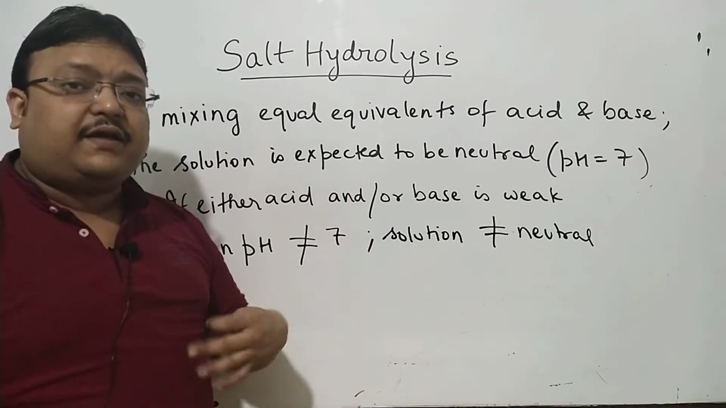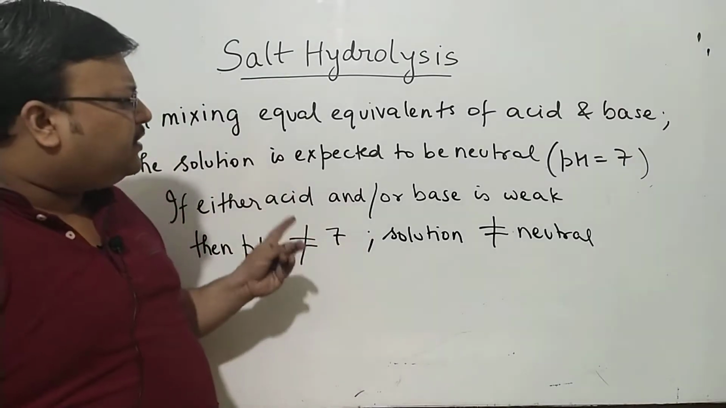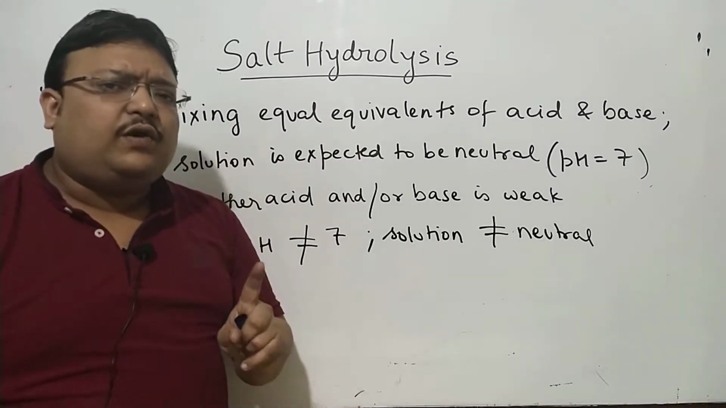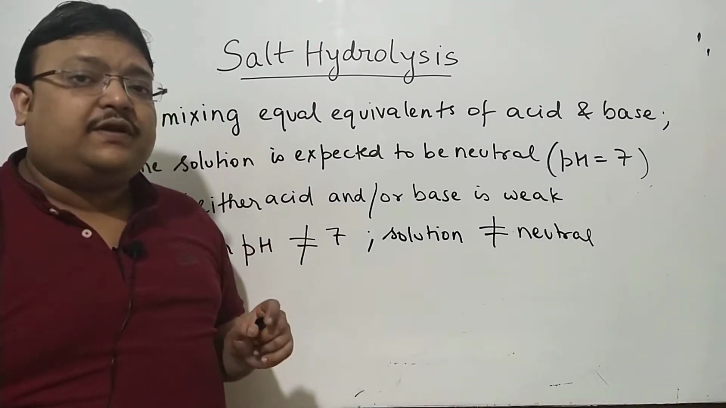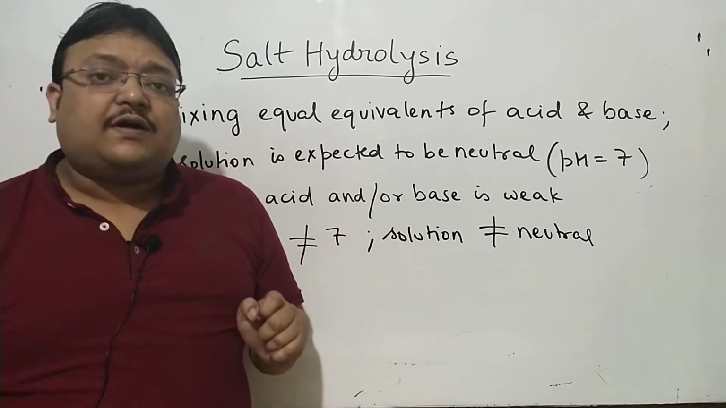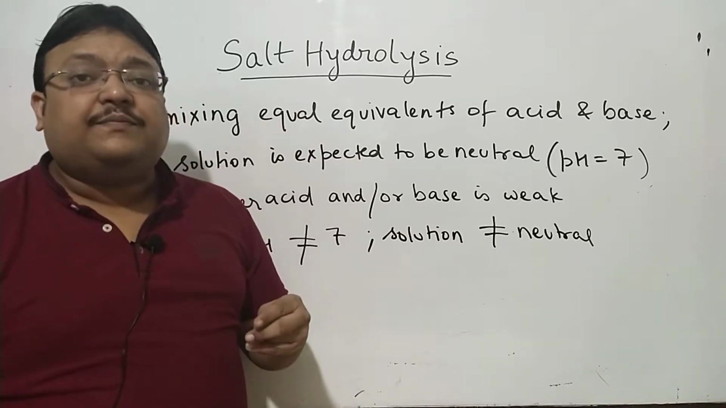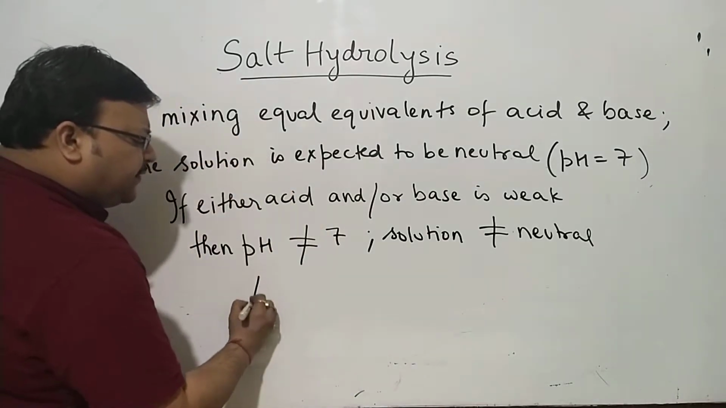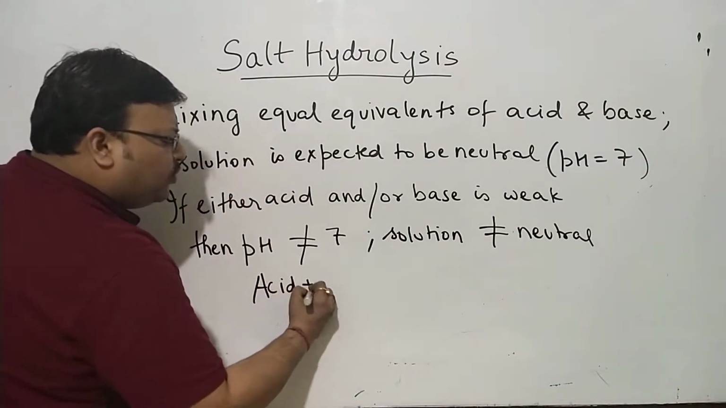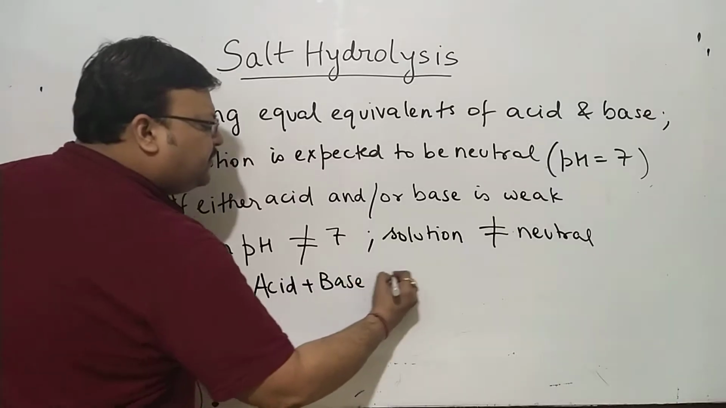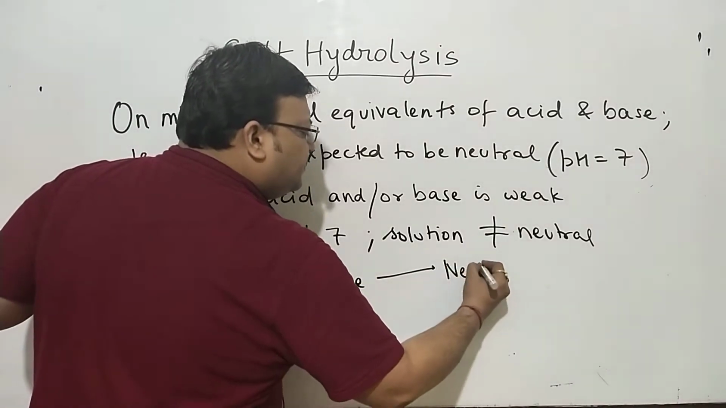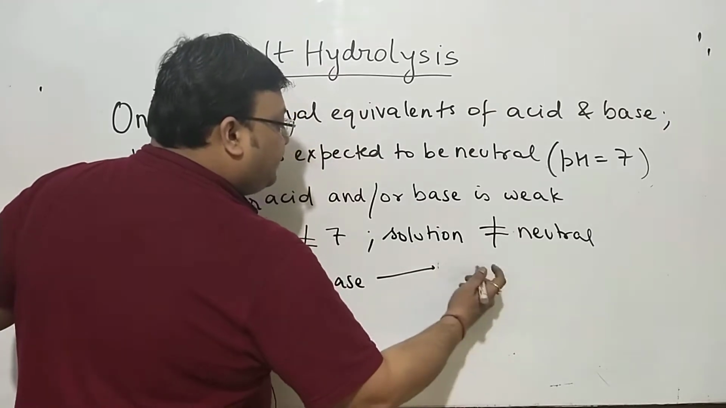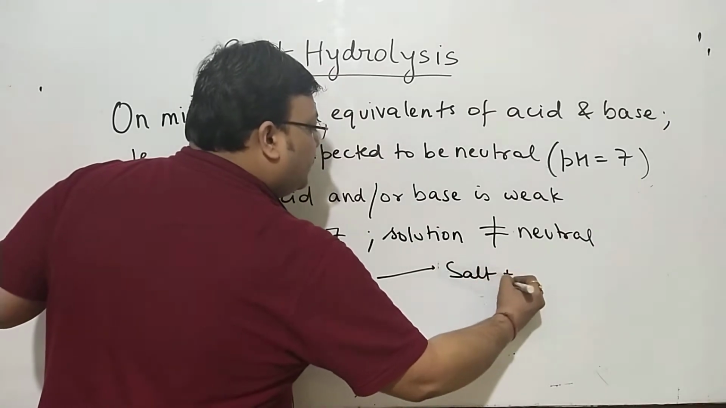H plus and OH minus are equal. If either the acid or the base is weak, the solution is not neutral, pH is not equal to 7, and I repeat, we start wondering that other than neutralization, something else might be happening in the solution. So far we have believed that acid and base forming salt and water is a very feasible reaction.